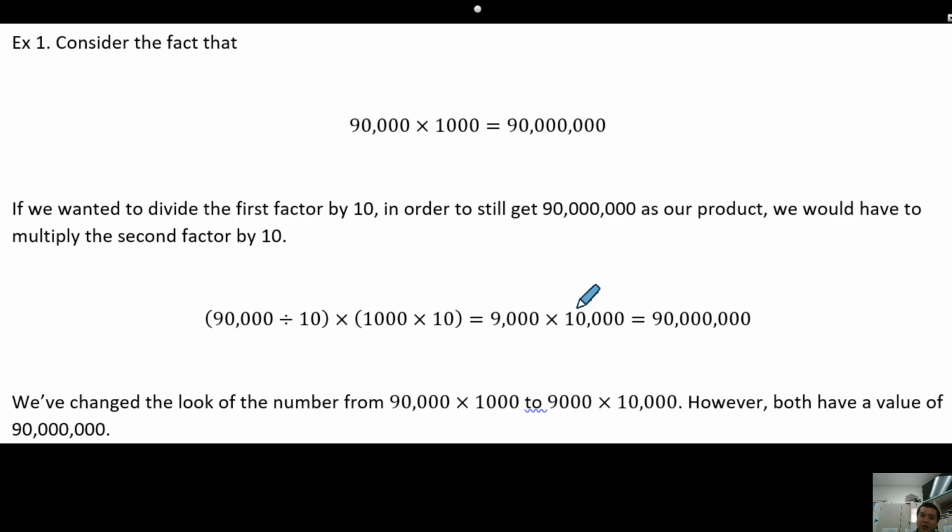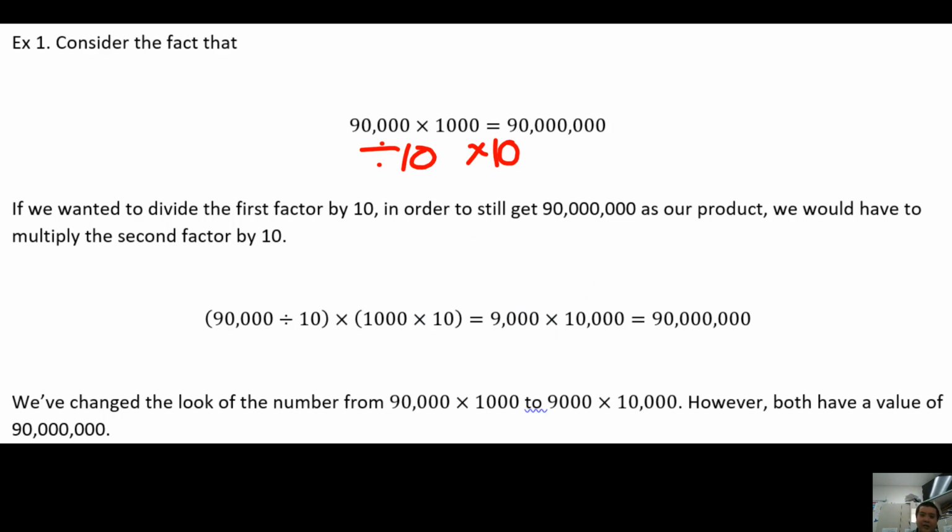So while we change the look of the number from 90,000 times 1,000 to 9,000 times 10,000, the product is still the same, 90 million. Okay? So all we did was really divide this by 10 and multiply this factor, the second one, by 10. Okay? And in the end, if we divide something by 10 and then multiply something by 10, we are going to get the same thing because they cancel each other out. Okay? We just changed the look of it, but the value of it is still the same.